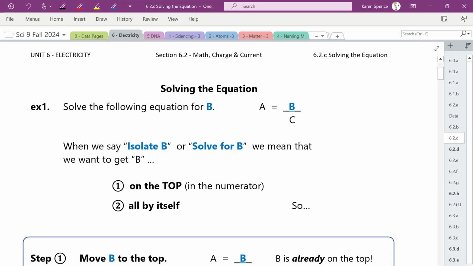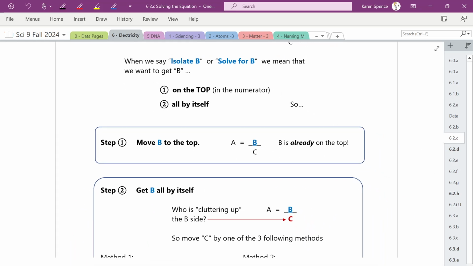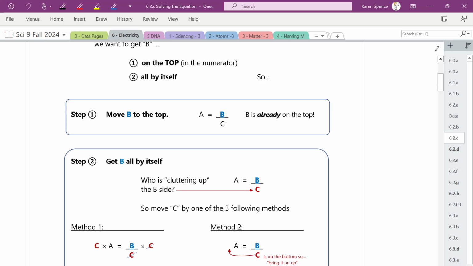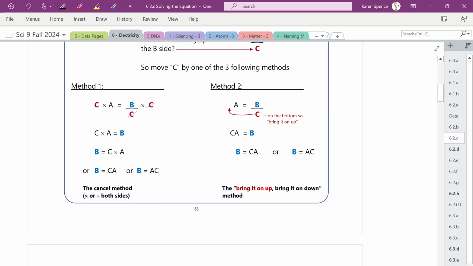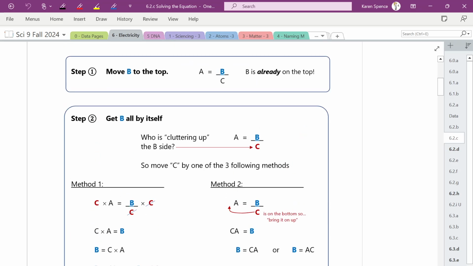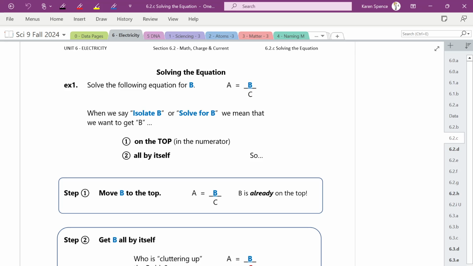Solving the equation. We're going to move on to a little bit of algebra. Just a teeny tiny bit of algebra. We're going to start on page 38. Page 38.